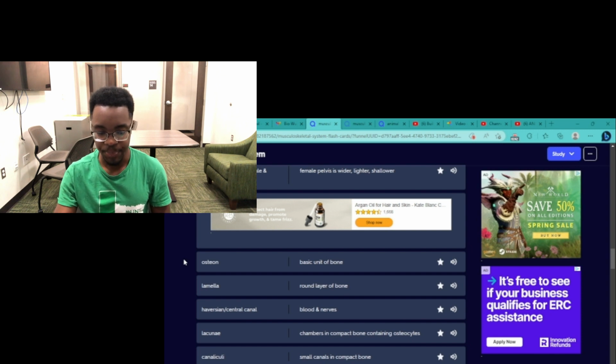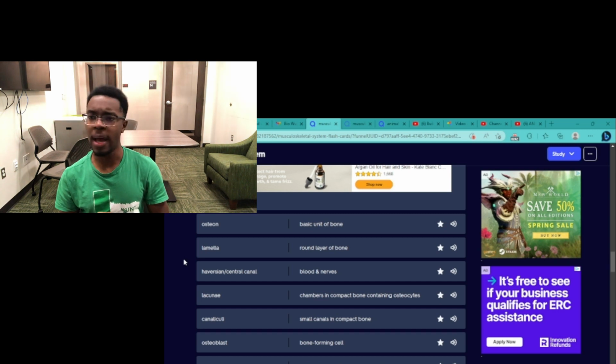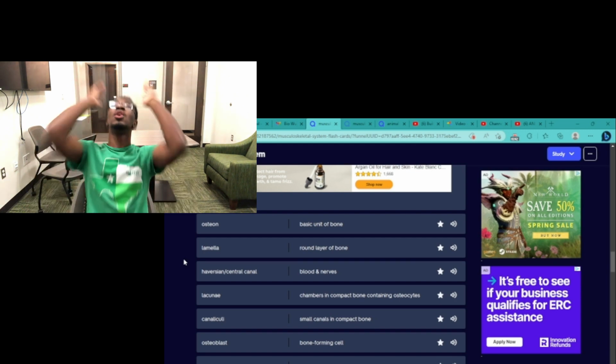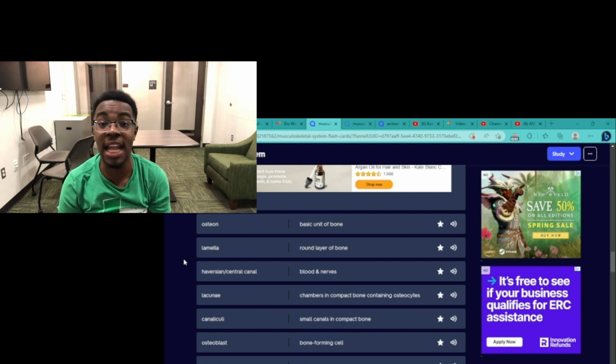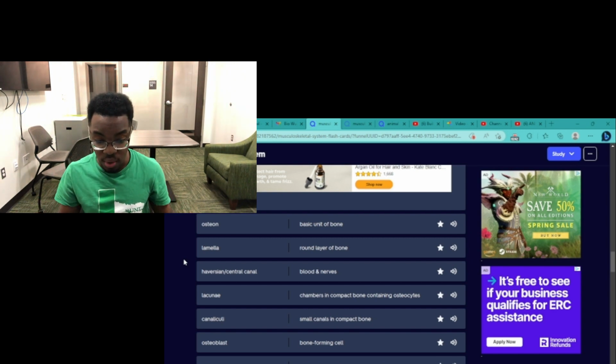And so the chambers in a compact bone containing osteocytes are going to be known as lacunae. Lacunae? That sounds Japanese. Lacunae. It's chambers in a compact bone containing osteocytes. Bro, my brain is galaxy brain evolved, bro. Your brain is too. Wow.